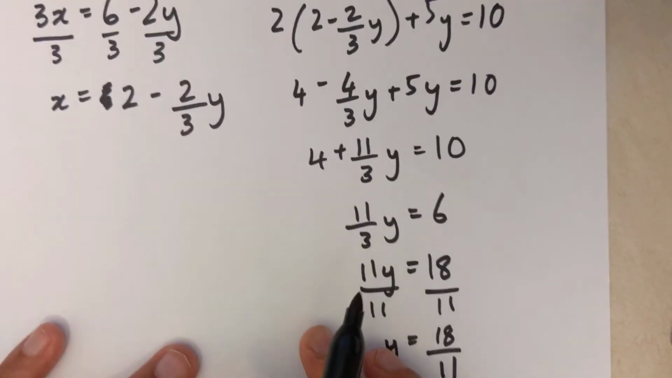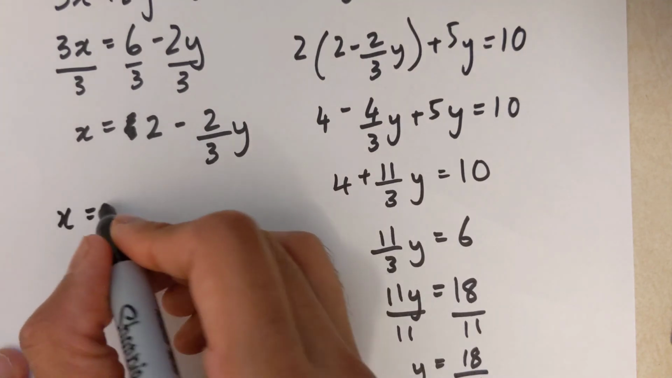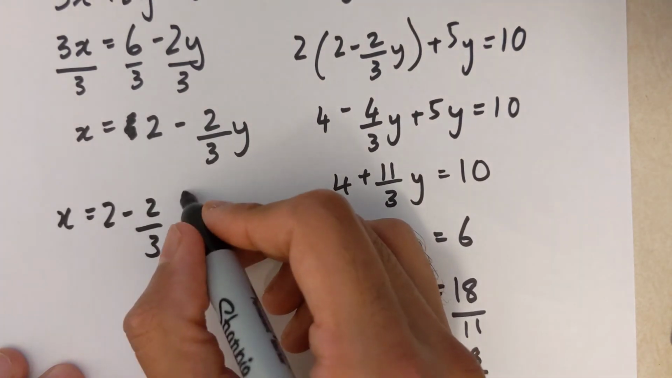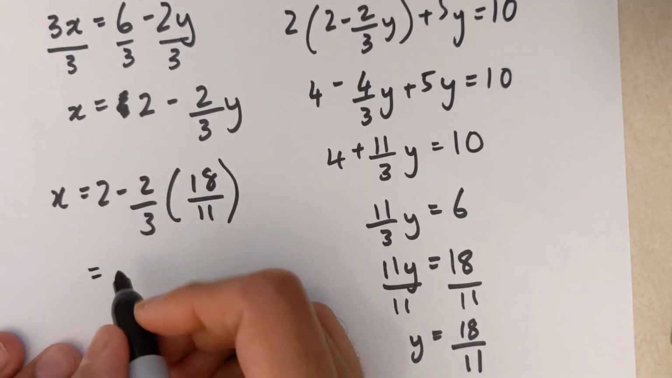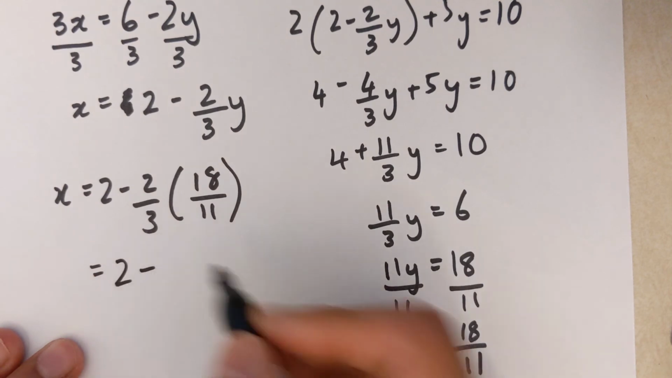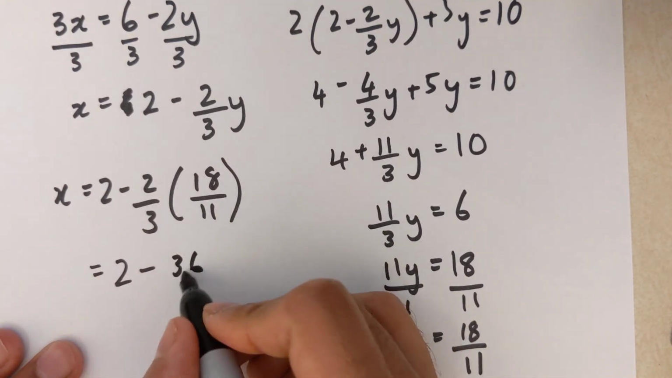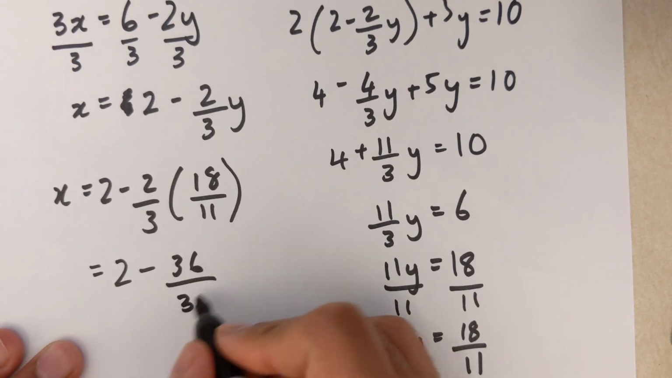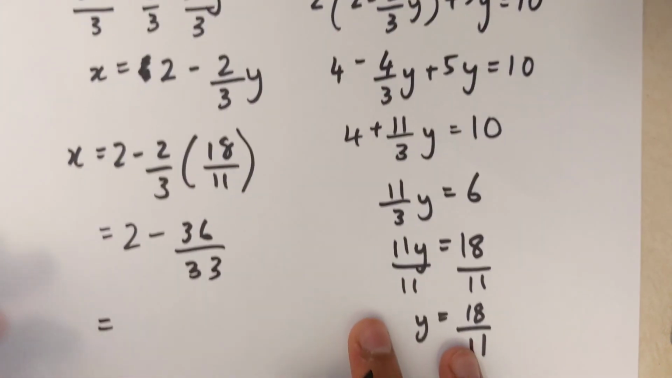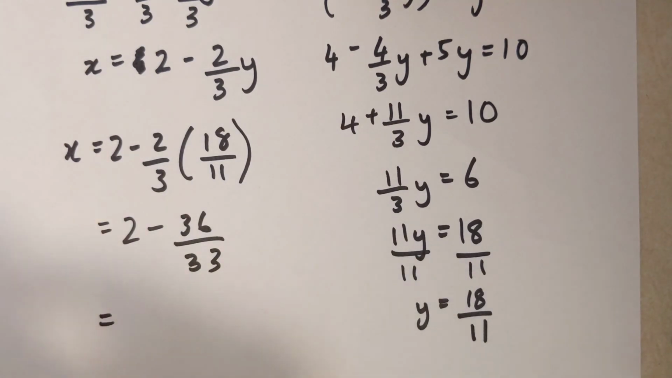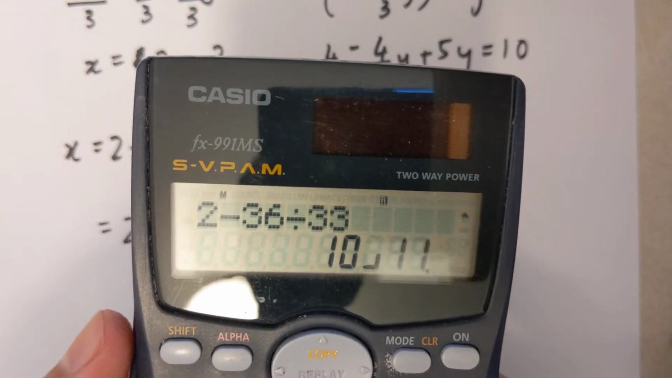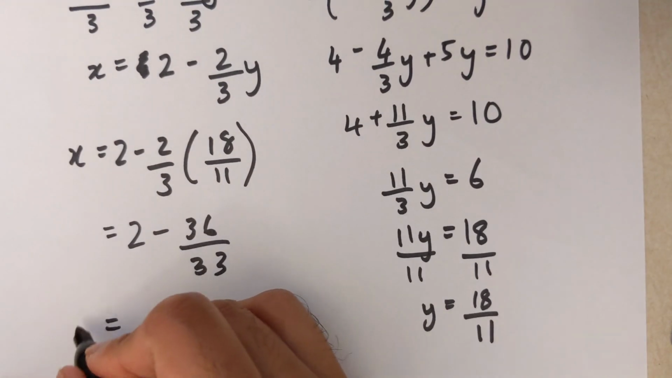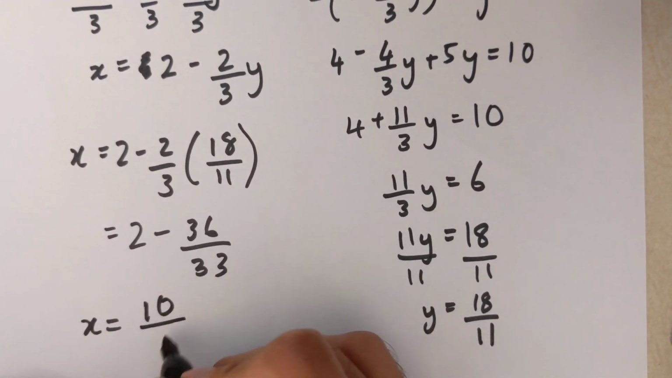I'm going to come back here and sub it in here to find my x. So x equals 2 minus 2 over 3 times 18 over 11. So 2 times 18 is 36, 3 times 11 is 33. That can be simplified, but again, I'm just going to type this in my calculator. The calculator is going to automatically do the simplification. So 2 minus 36 divided by 33, shift AB over C, and I get 10 over 11 as the final solution. So x equals 10 over 11.